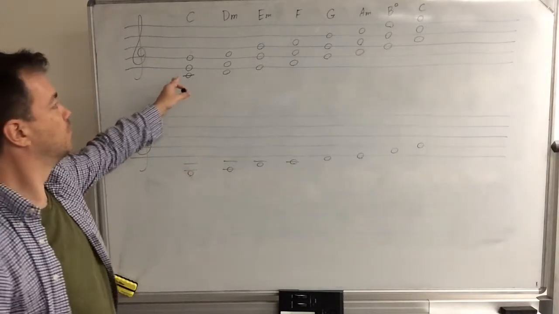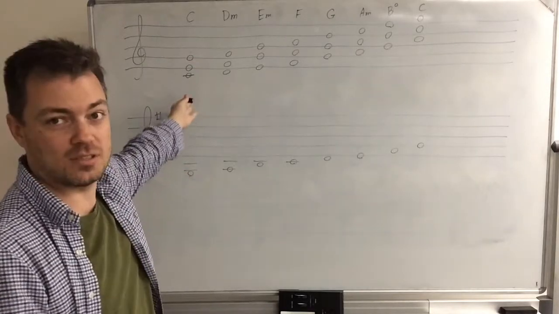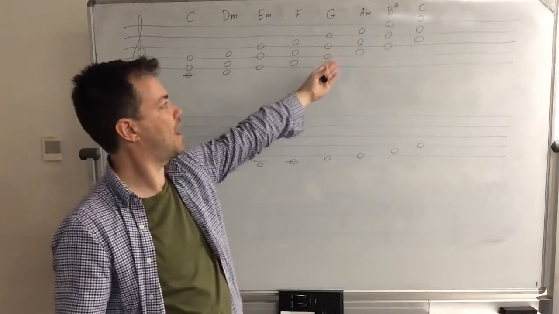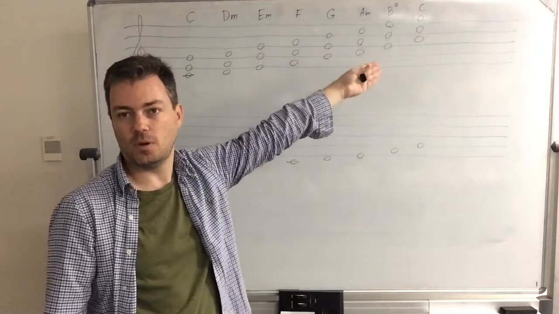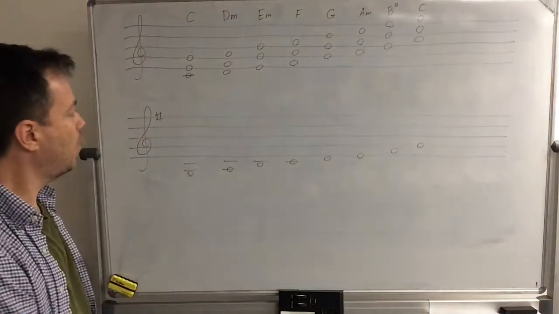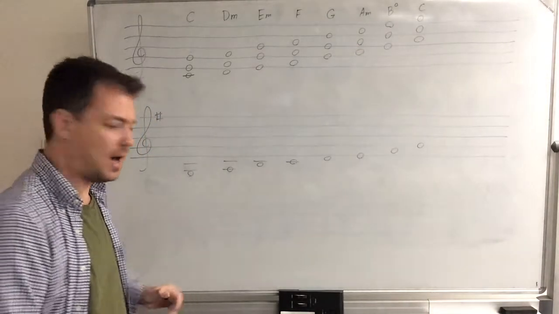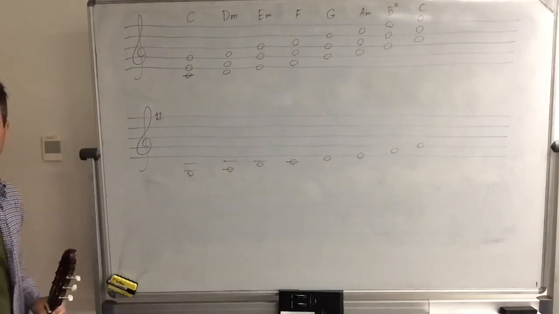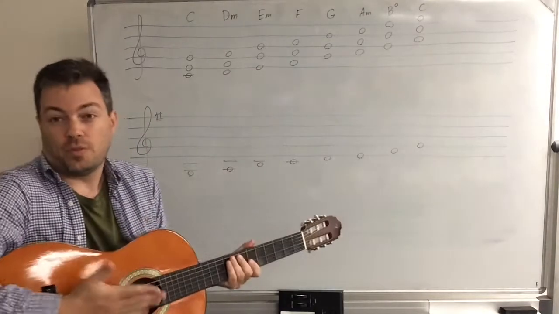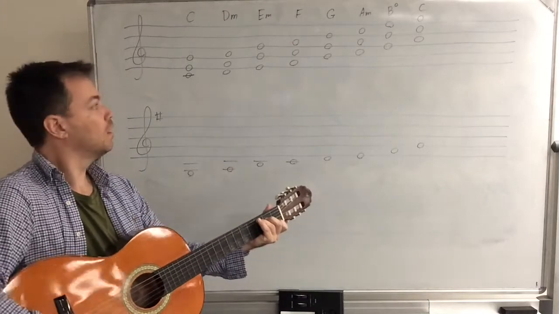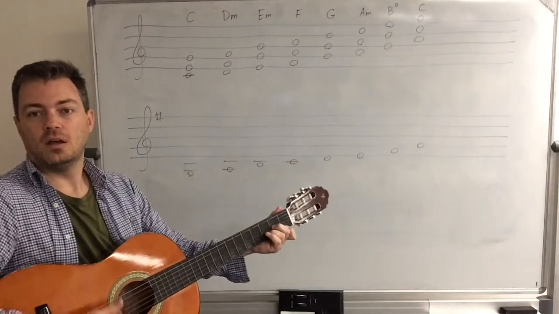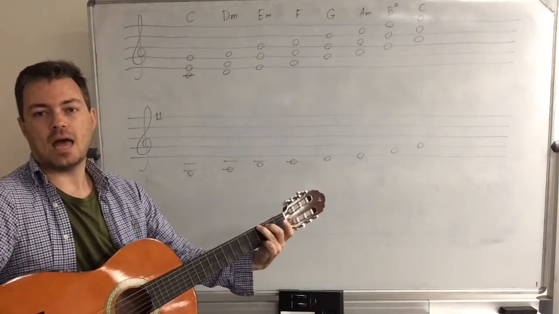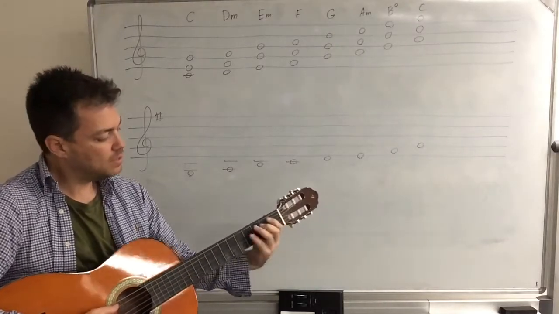Okay, so we have C major, or just C, I'm going to say C. C, D minor, E minor, F, G, A minor, B diminished, and then we go back to C. Okay, so I might play that on the guitar. It won't sound exactly sort of what I've written, but just so you can hear what those chords sound like. So we have C, D minor, E minor, F, G, A minor, B diminished.